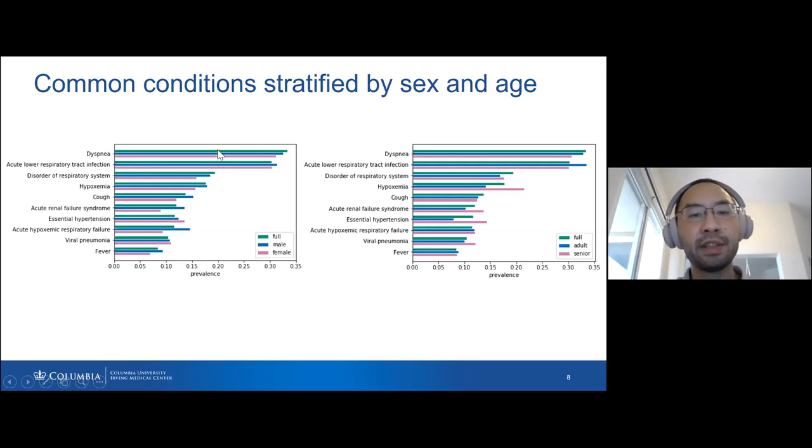And we see that the rates between males and females were mostly fairly similar, with males having slightly higher rates of disorder of respiratory system, cough, and especially acute renal failure syndrome and acute hypoxemic respiratory failure. Looking at the prevalences stratified by age, we see that adults have slightly higher rates of acute lower respiratory tract infection, but seniors have much higher rates of hypoxemia, acute renal failure syndrome, and essential hypertension.